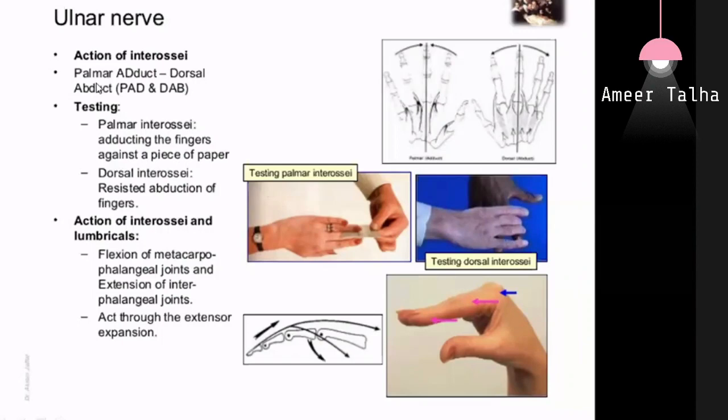Now here we will see. The palmar interossei adduct, and the dorsal interossei abduct the fingers. So to test these, the paper grip test or paper holding test would be performed for the palmar interossei, and to check the dorsal interossei, the fingers are held by the examiner's hand, and the patient is asked to abduct. If the abduction is performed, the muscles are functioning normally, and if the abduction cannot be performed against resistance, that would indicate injury to the dorsal interossei.